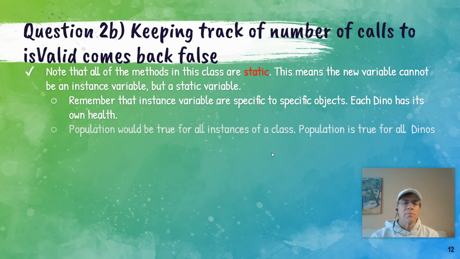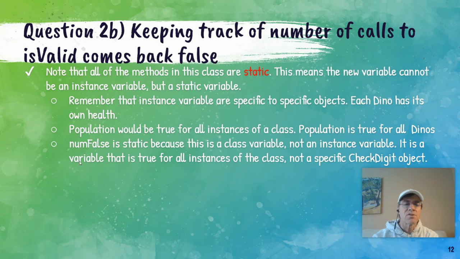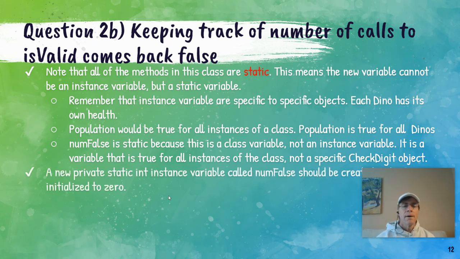Yeah, so there I'm talking about the health, population, just describe that. So I'm going to call the variable numFalse. It's got to be static because it's a class variable, not an instance variable. And it's true for all instances of the class, not just for a specific check digit object. That's the crux. When I make it, I'm going to set it to 0.